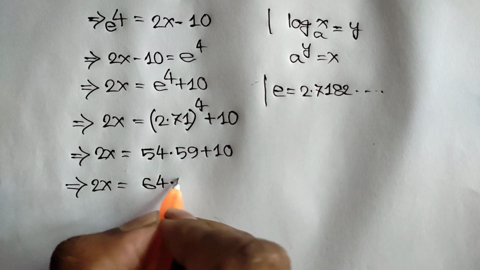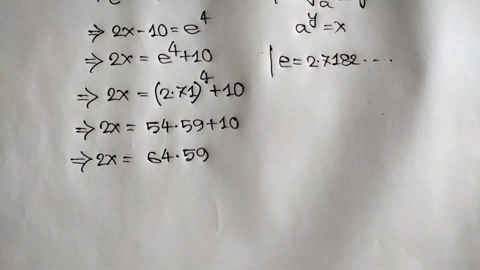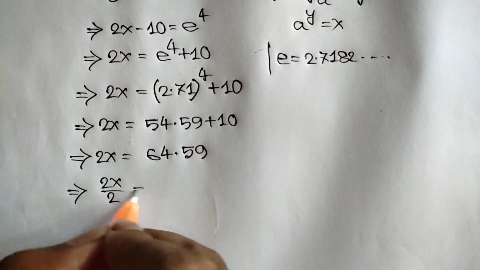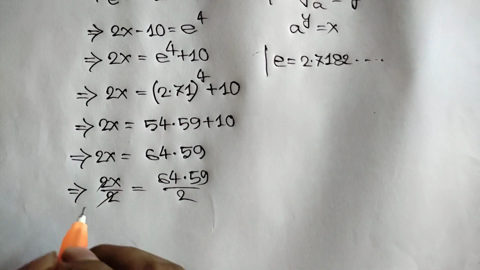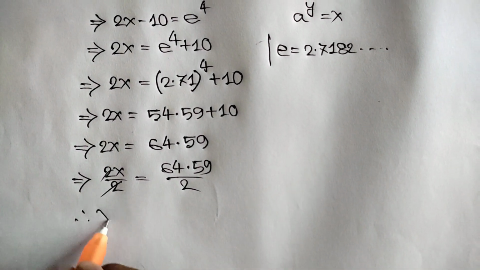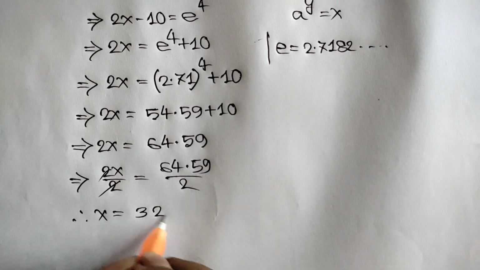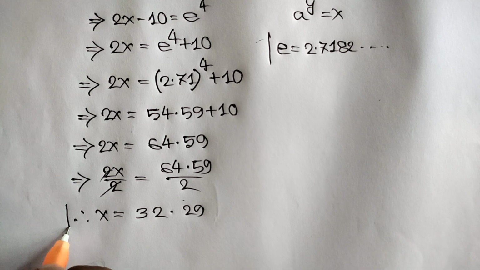64.59. Now divide both sides by 2, we can write here 2x over 2 is equal to 64.59 over 2. This 2 cancels out this 2. So finally the value of x is equal to, this divided by 2 is 32.29.